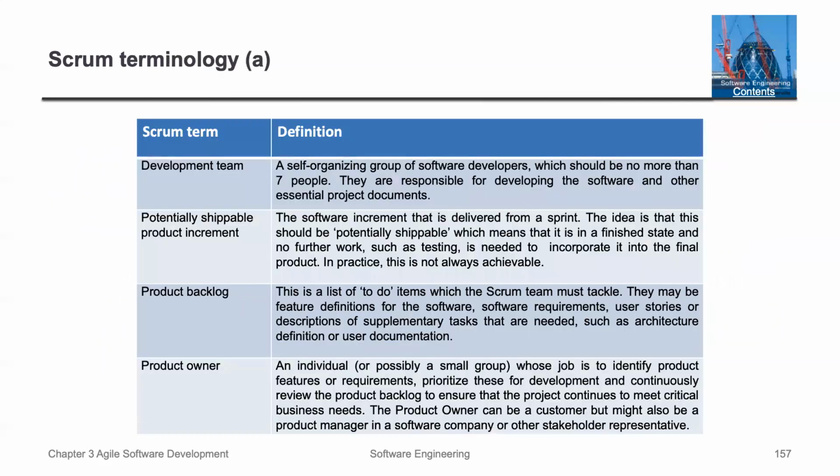So here is a summary of the Scrum terminology. I won't read these in detail. You can feel free to spend some more time on these charts, but you want to be thinking in terms of the development team, wanting to be providing potentially shippable product increments. You want to be thinking about that, considering the product backlog and the product owner. So these are all things that you want to make sure that you have a clear definition of who they are and what they do.